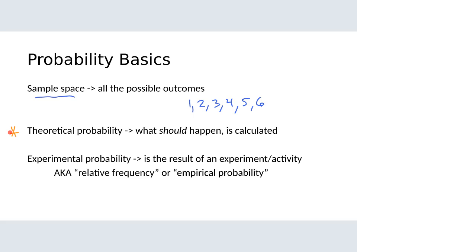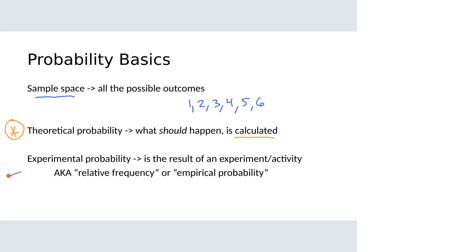Instead, we're just going to say, well, based on what I'm seeing here on this coin, theoretically, I expect the probability to be whatever it may be. Theoretical probability is calculated. This is going to be the probability that we are most interested in over the next couple of weeks as we talk about probability, theoretical probability. We will do some experimental, but primarily we're going to be focused on theoretical.